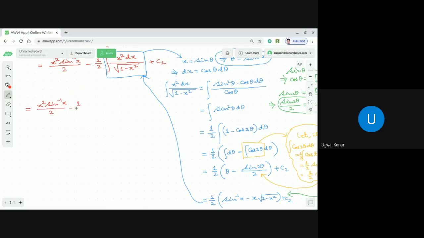minus 1 by 2. Actually, you can write minus 1 by 4, isn't it? Minus 1 by 2, and this 1 by 2 will come. So it is minus 1 by 4 into sine inverse x minus x into square root of 1 minus x square plus, I'm writing the integrating constant as c, where we are adding c1 and c2. So this is the value of the integration. Any doubt?